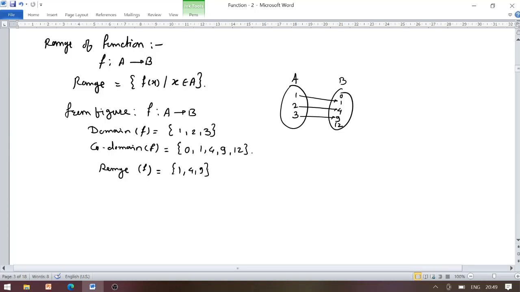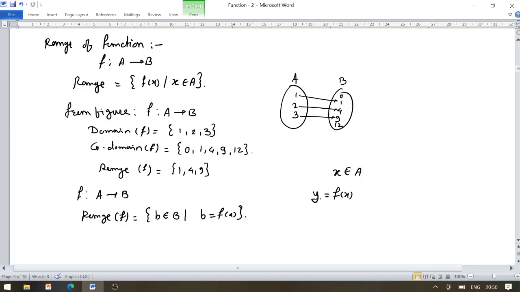You may write the range set in the form: if f is a function from A to B, then the range of f is given by the set of all b belonging to the set B such that b equals f of a. Because whenever x is any element belonging to the set A, then f of x is the function value, and that should be denoted by y. Keep in mind.